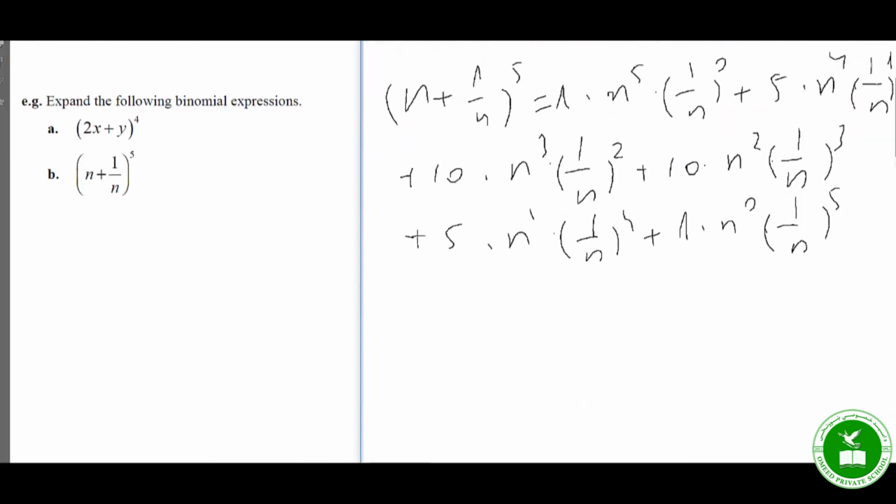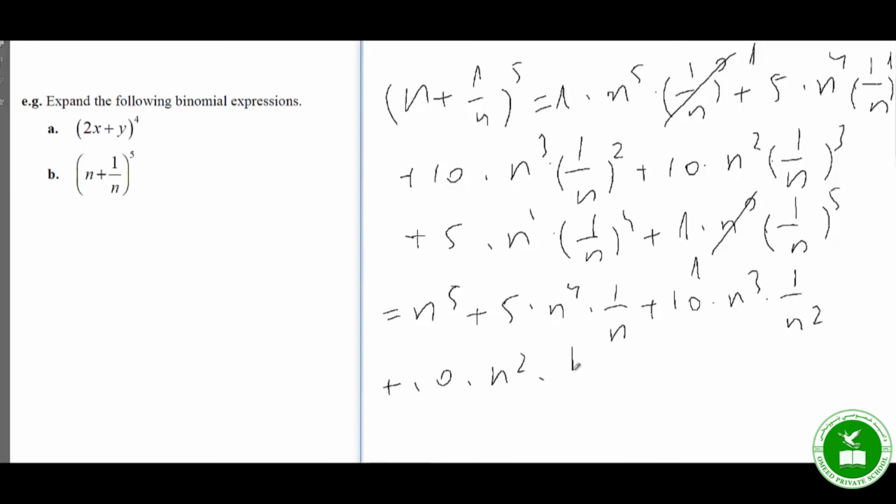Let's simplify them. So it's equal to: 1 over n to the power of 0 is 1, and n to the power of 0 is 1. 1 times n to the power of 5 times 1 is n to the power of 5, plus 5 times n to the power of 4 times 1 over n. 1 over n to the power of 1 is 1 over n, plus 10 times n cubed times 1 over n squared. 1 over n squared is 1 over n squared, plus 10 times n squared times 1 over n cubed. 1 over n cubed is 1 over n cubed, plus 5 times n times 1 over n to the power of 4, plus 1 over n to the power of 5.